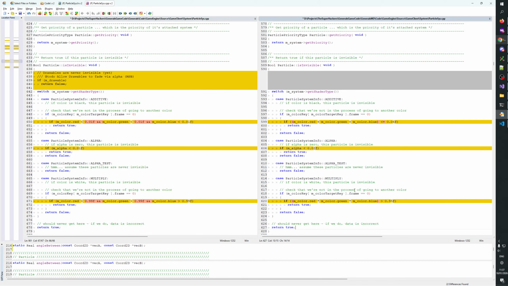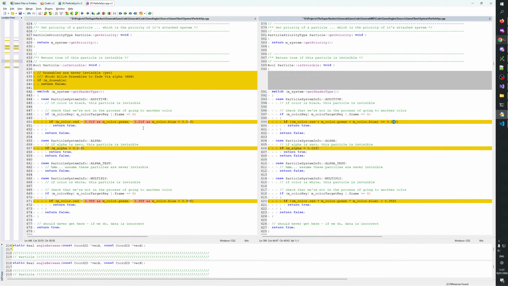Aha. Drawables are never invisible. Allow drawables to fade via alpha. I think this one is an actual bug here. There is an issue in Zero Hour that some particles don't show because of, I think, this bug here. Let's just try to understand why this happens. Maybe because the threshold is too big or something.